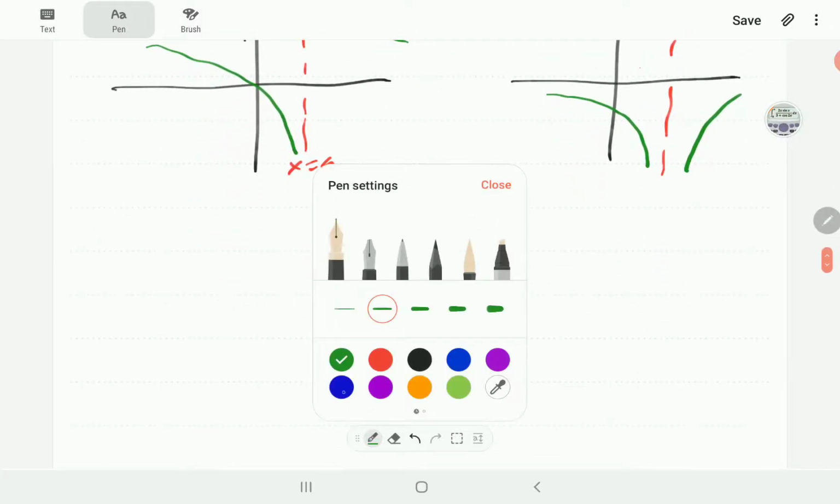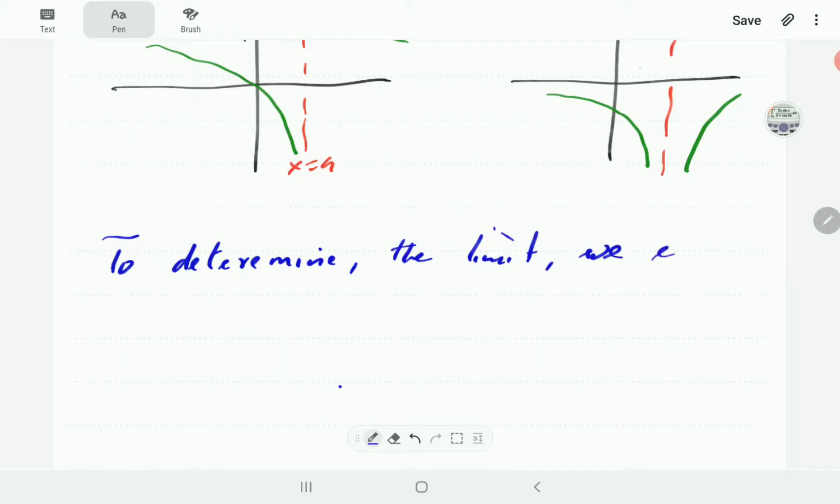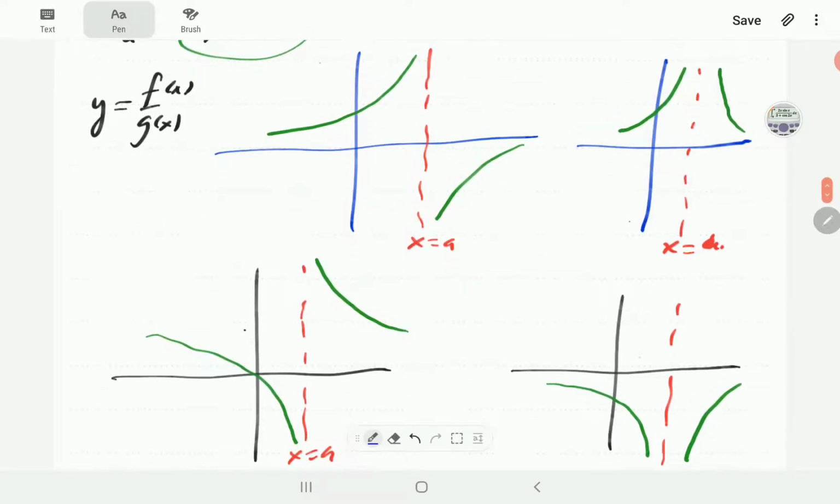So in terms of the limit, to find the limit, we need to examine the left-hand limit and the right-hand limit. As you can see from these cases, there are 2 possibilities.